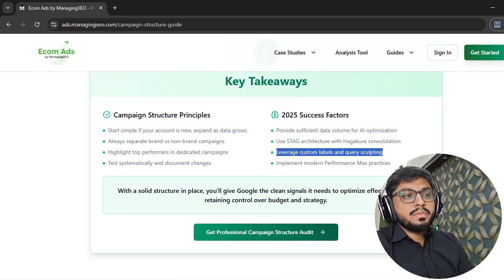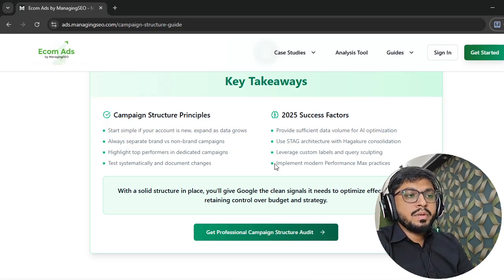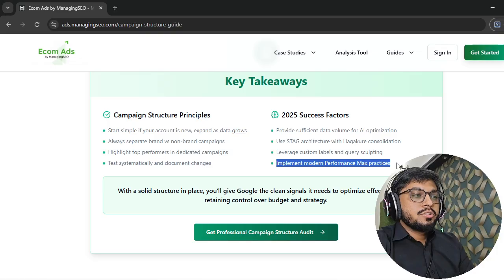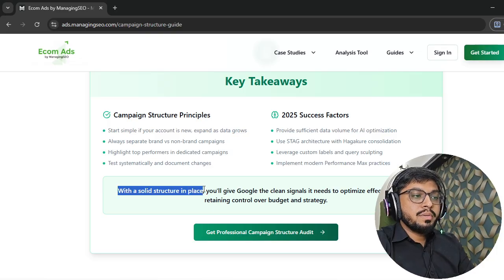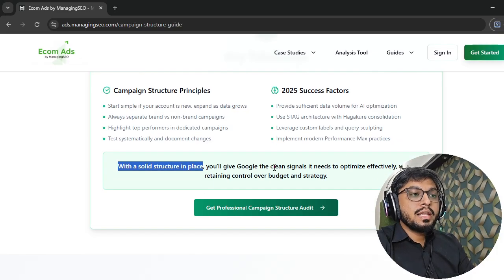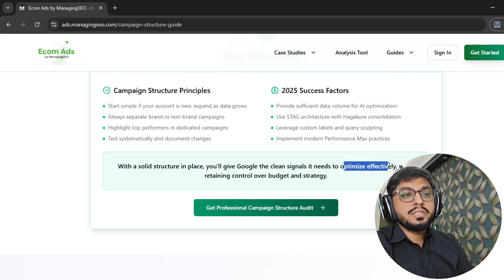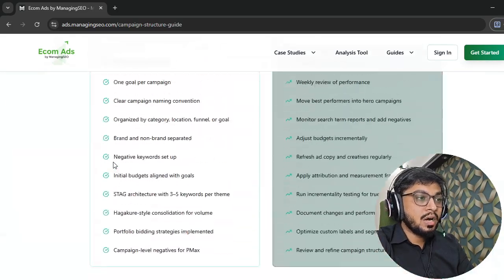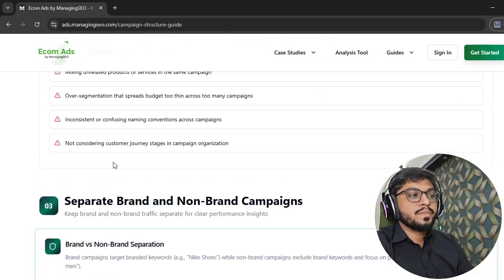This is something that we did not discuss. It's more related to the Google Merchant Center, but in the technical details we can discuss these. Implement the modern Performance Max best practices. So with a solid structure in place, you will give Google the clean signals it needs to optimize effectively while retaining control over budget and strategy. That's why we build a solid structure, and that's how we build a solid structure.